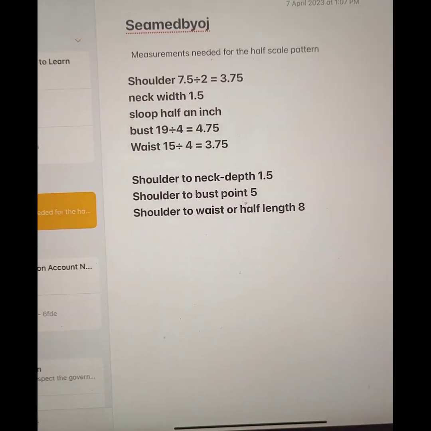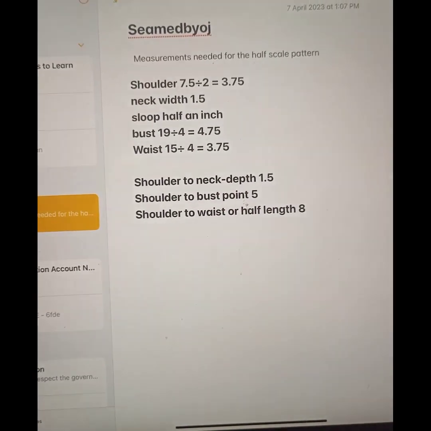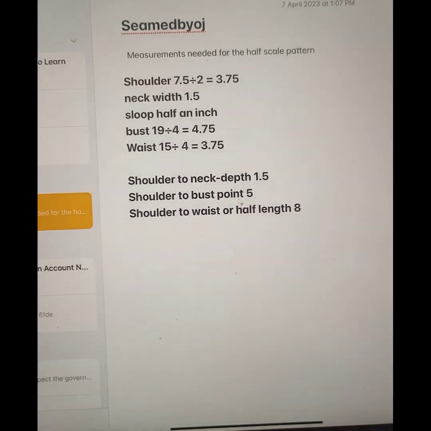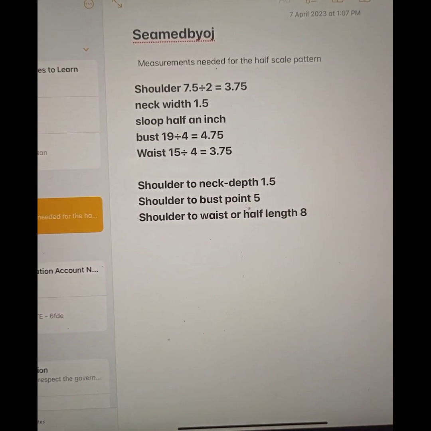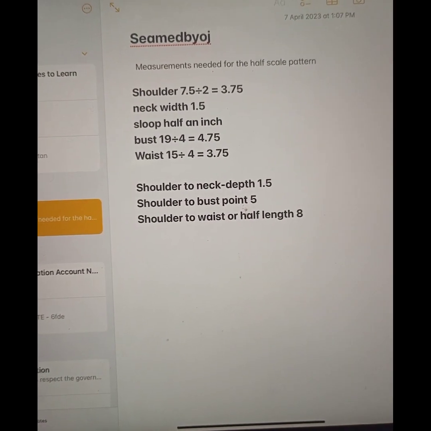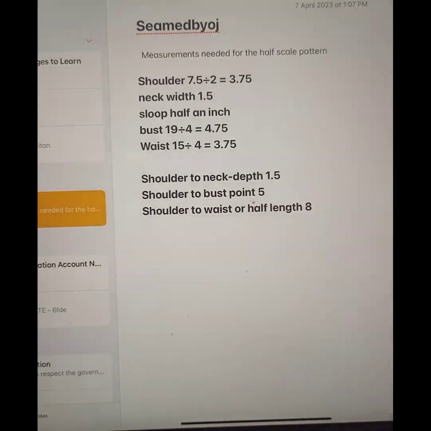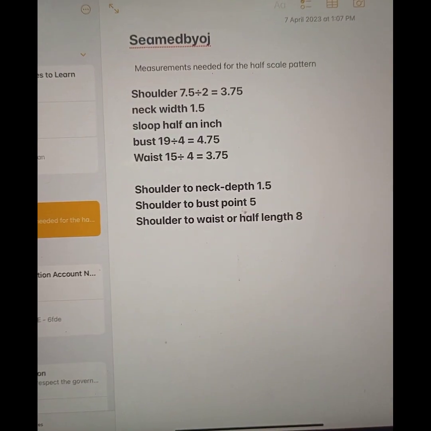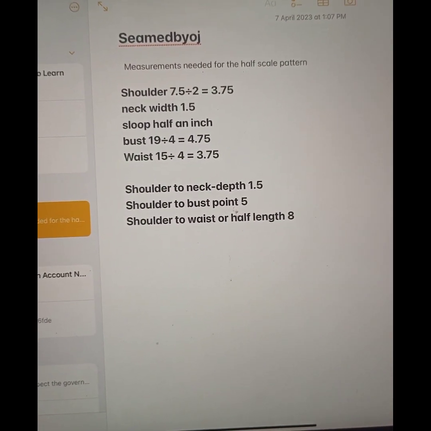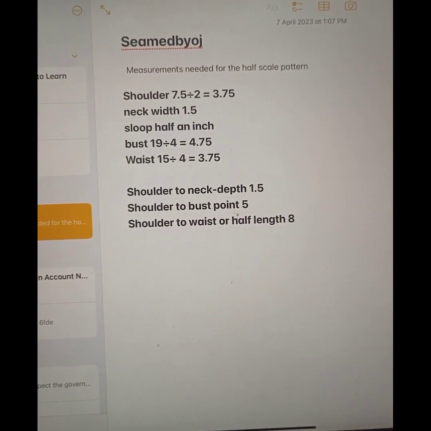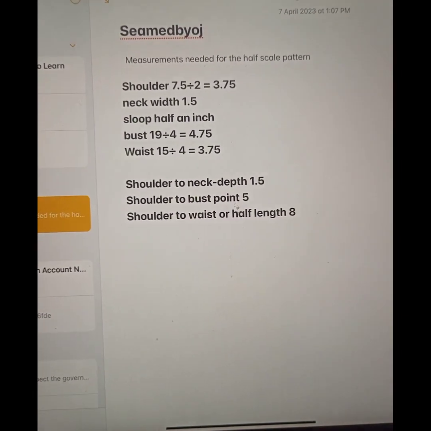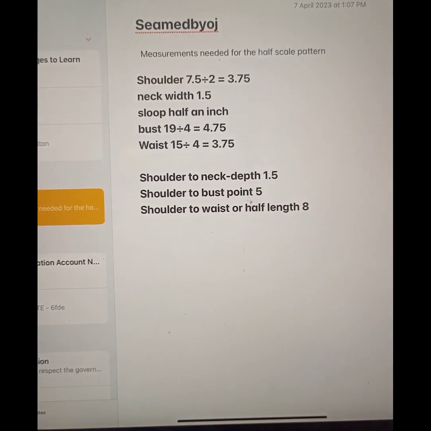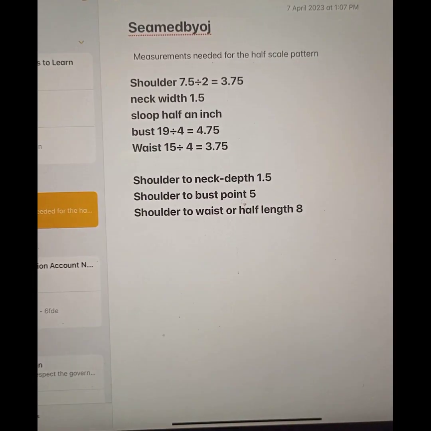Then neck width I have 1.5. Slope I use half an inch. Then bust, my bust circumference is 38, but in this video I divide my bust measurement by 2, which I have 19 inches. So I'm going to make use of 19 inches as my bust circumference on this video. So 19 inches divided by 4, I have 4.75.